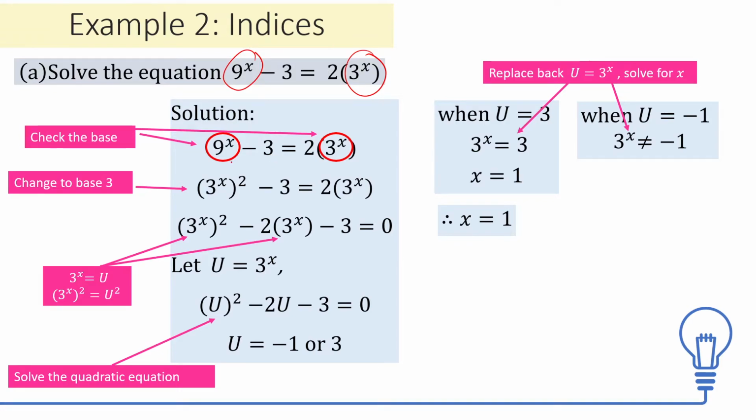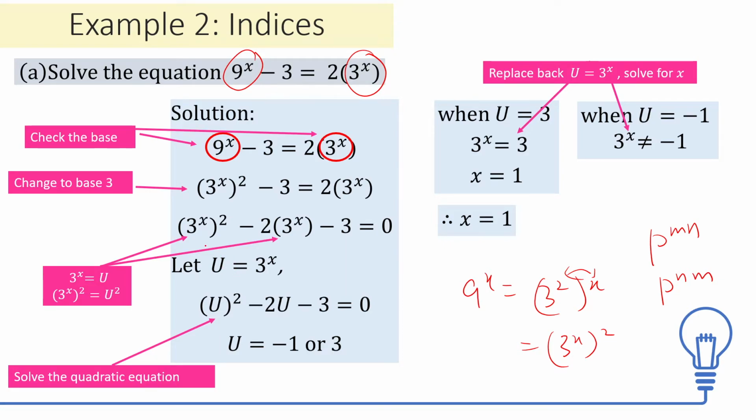Okay, so now 9^x is actually 3^2 to the power of x, and these two can be rewritten as (3^x)^2. We remember that (a^m)^n is a^(mn). So now when I write it as (3^x)^2 minus 3, I shift this one to the other side, and this is the time that I change it into my u.